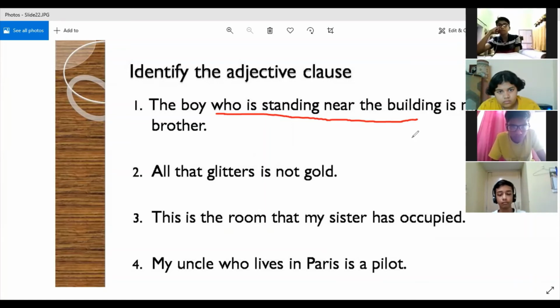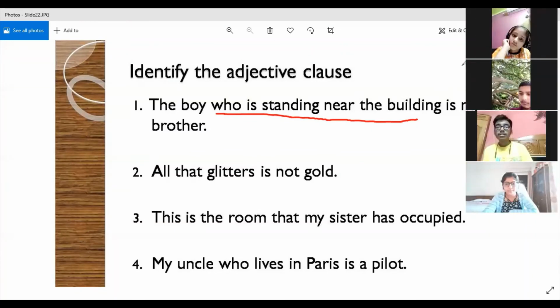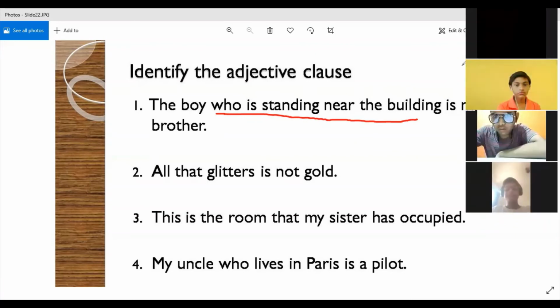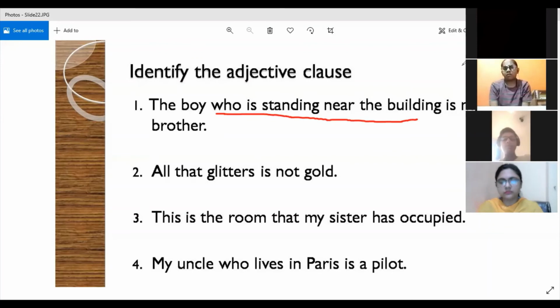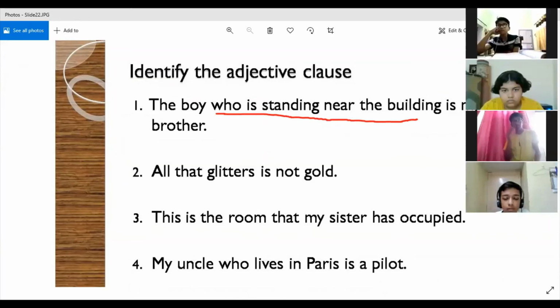Vartul, are you still unmuted? If yes, tell me where is the main clause? Where are you? Yes, Vartul. Ma'am, the boy is my brother. Yes, so the boy is my brother. I've asked this because in some sentences we split the main clause in order to insert another clause. So this is one such example.